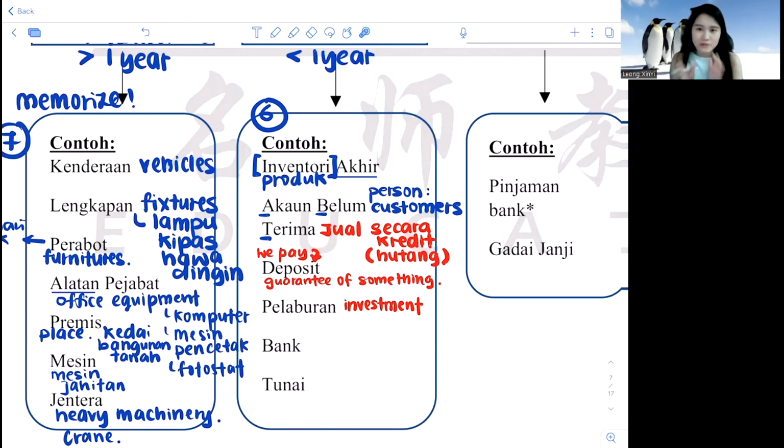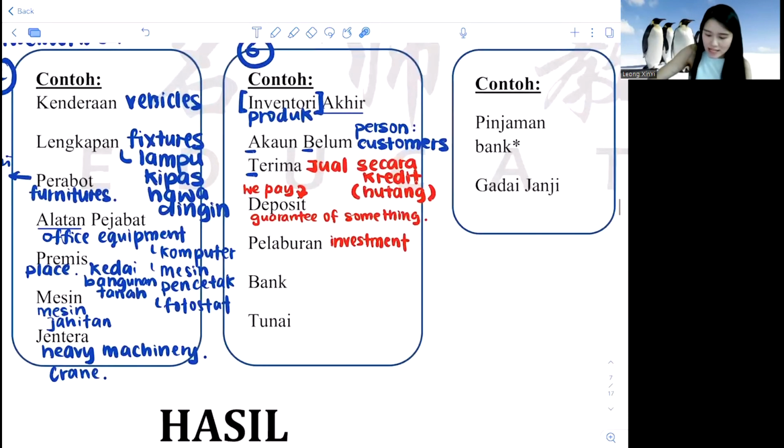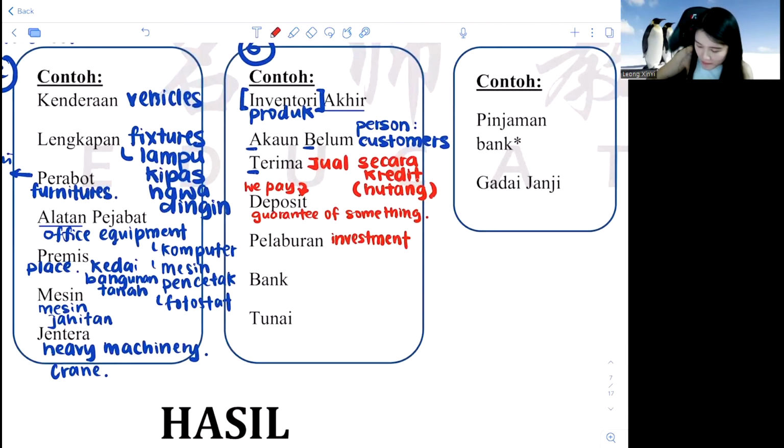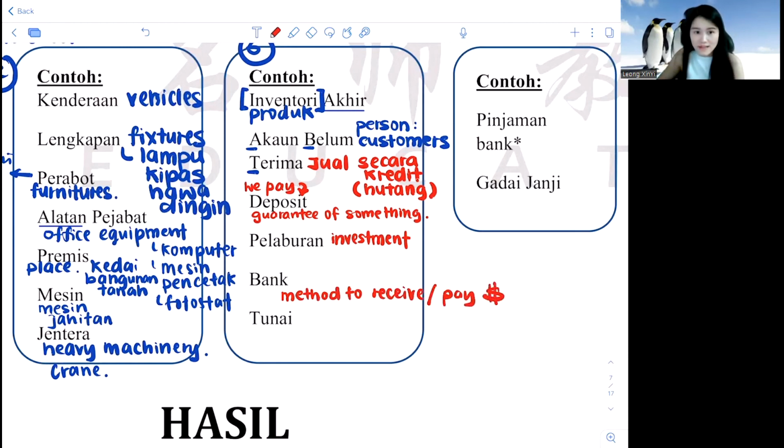So that's why we put them under AS. Okay, yeah. And the last two, bank and tunai, are our methods to receive or pay money. Okay, the two methods, yeah, bank or tunai.